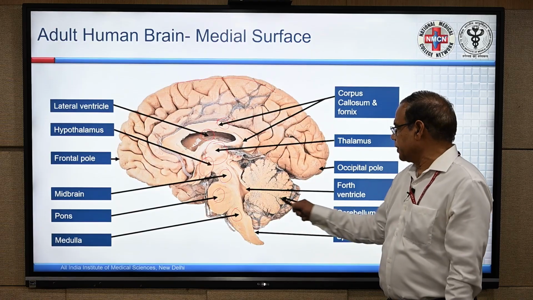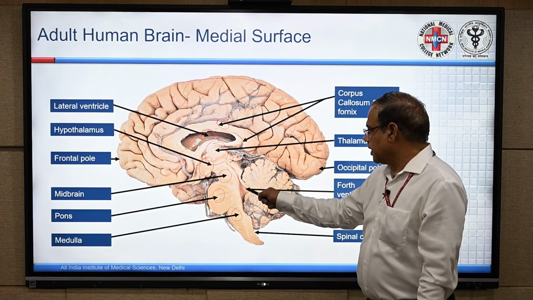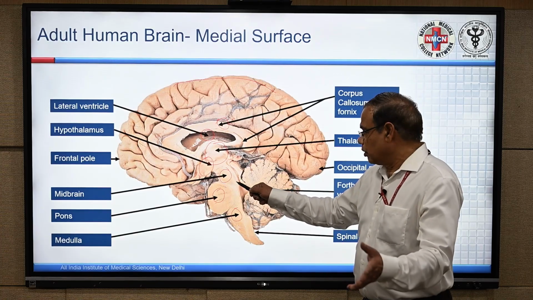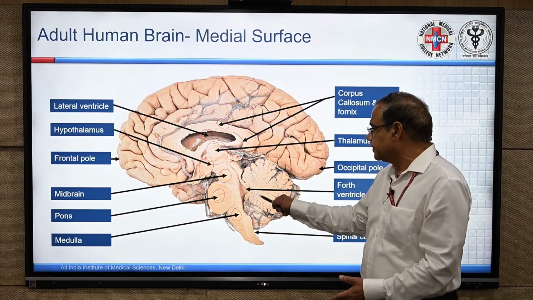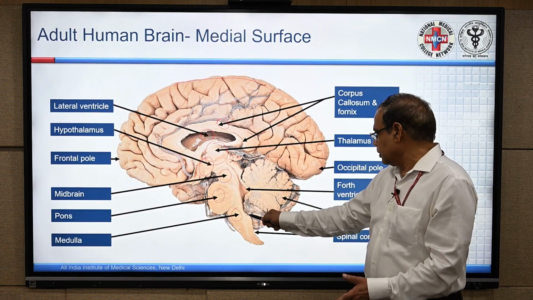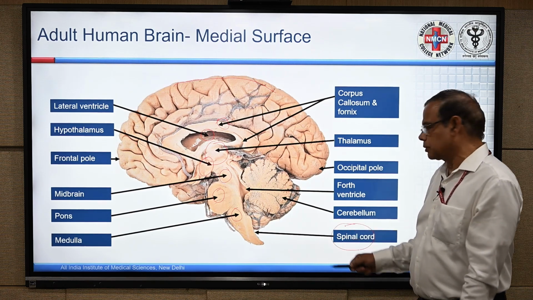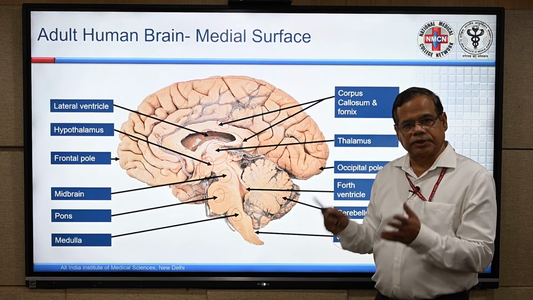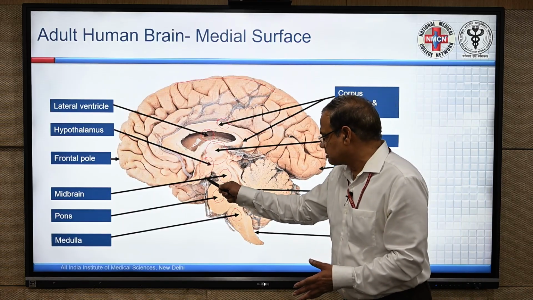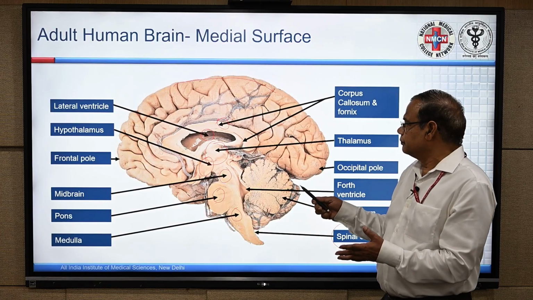Behind the pons and medulla is the cerebellum. The cavity between the pons, medulla and the cerebellum is the fourth ventricle. The medulla continues as spinal cord at the level of the attachment of the first cervical nerve, and all these structures lie in the basi-occiput.